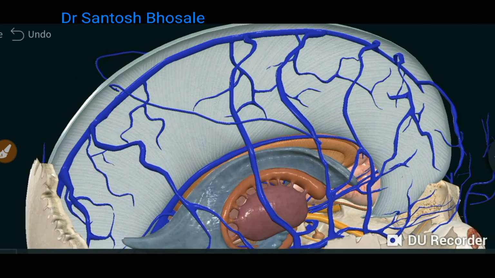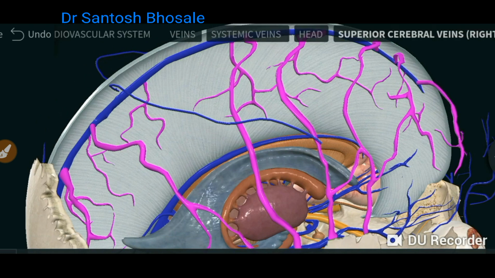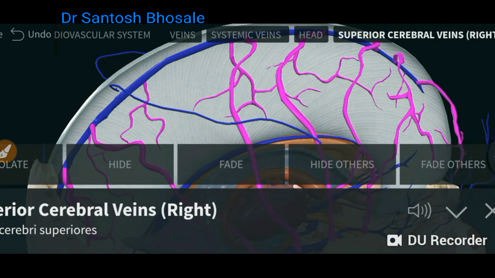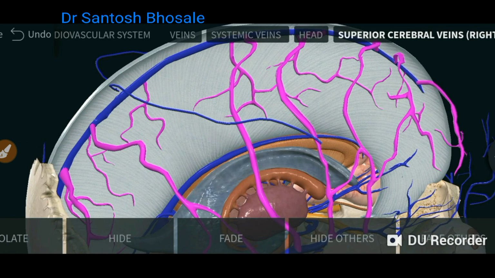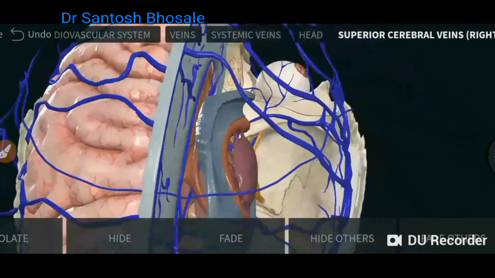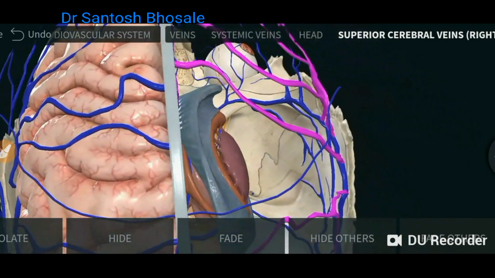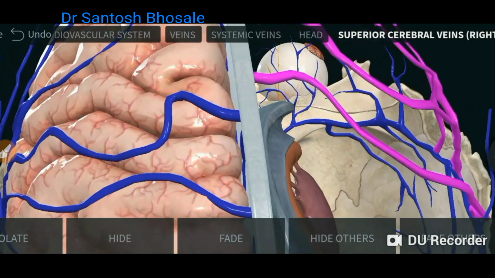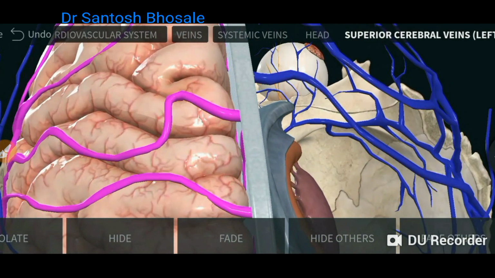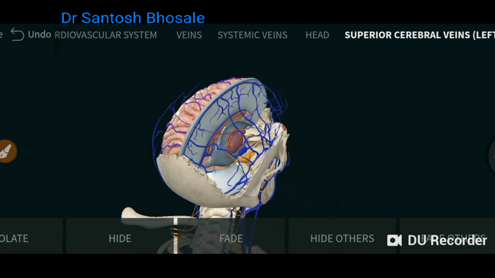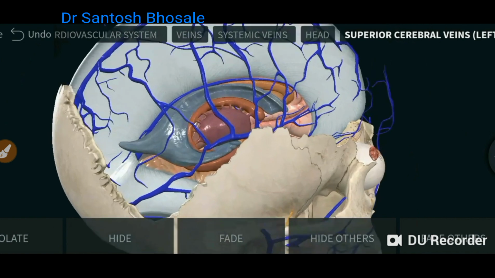Falx cerebri is there. These are superior cerebral veins. That is what we are talking about. It drains them, and also diploic veins and emissary veins, and it communicates with the extracranial veins via parietal emissary veins. You can see the left side superior cerebral veins draining the top of the left cerebral hemisphere and draining into the superior sagittal sinus. It also contains the arachnoid granulations to absorb CSF within its cavity.